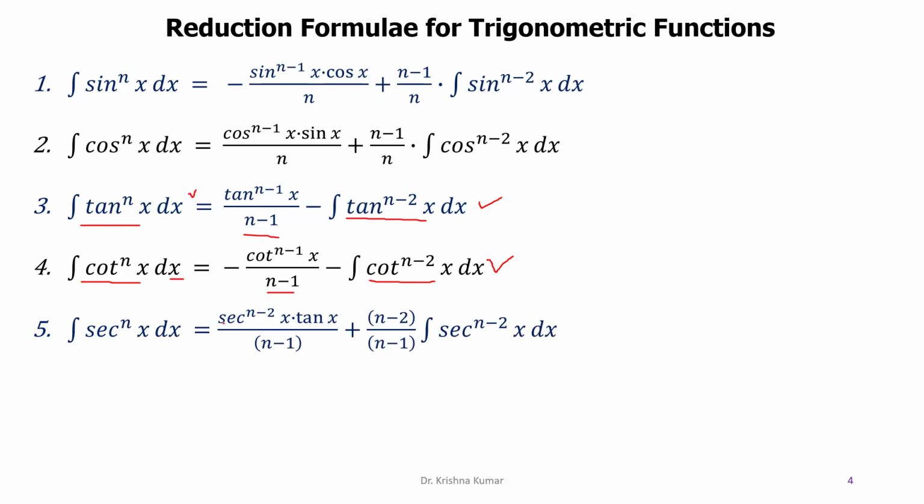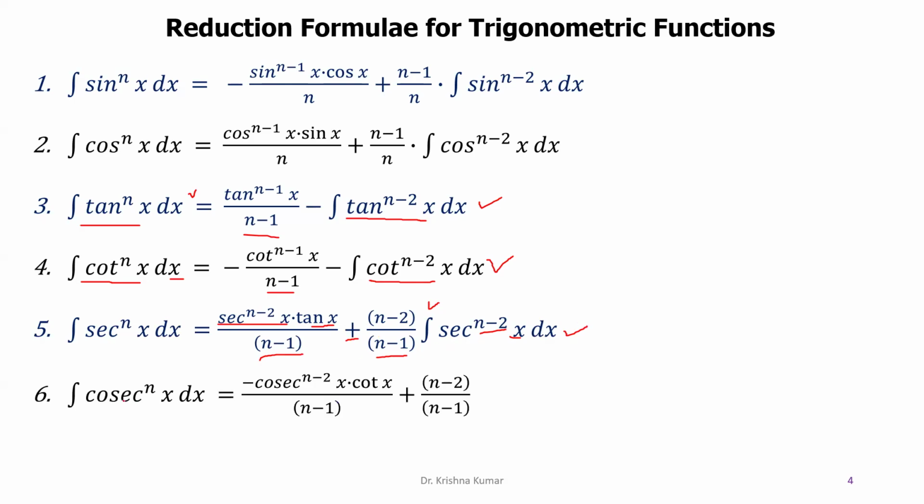which is equal to sec to the power n minus 2 x into tan x divided by n minus 2, plus n minus 2 upon n minus 1 and integration of sec to the power n minus 2 x with respect to x.